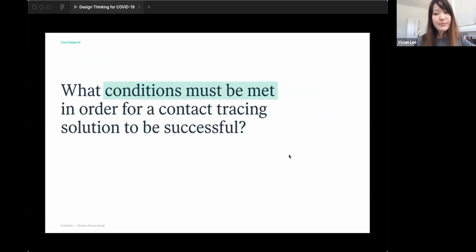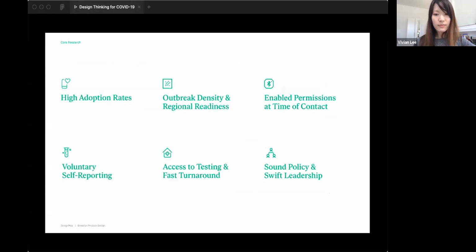So what conditions must be met in order for a contact tracing solution to be successful? First of all, high adoption rates. The app needs to be highly adopted in order for digital contact tracing to be effective. Outbreak density and regional readiness. Contact tracing is the most effective in regions with fewer cases or when people are re-entering society. So in the phase we're in right now, if shelter in place were to be mandated in a city, this app would not be as effective.